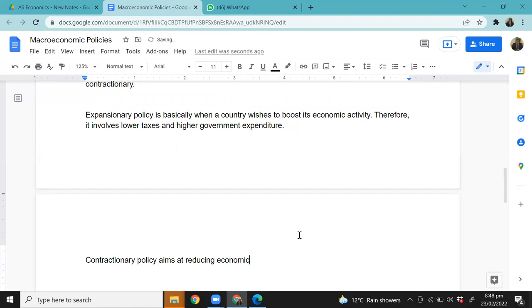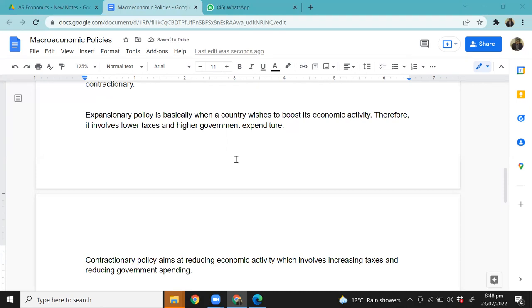By the way, when would you want to reduce economic activity? Why would you want to reduce a country's economic activity? Can you give me some examples? It involves increasing taxes and reducing spending. Okay, let me read your comment. Okay, right. So think about it, students.